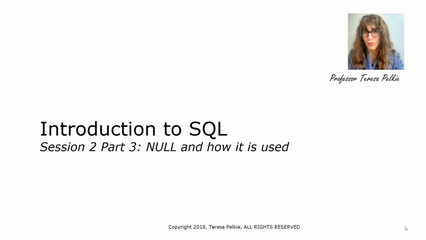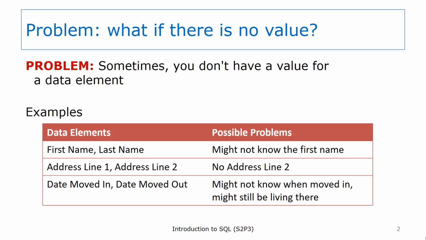This is Session 2, Part 3, NULL and How It Is Used. One of the problems that occurs when you work with data is that sometimes you won't have a value for a data element. For example, this slide shows some data elements that might be included in a table of persons and addresses. The idea is that the table contains a person's first and last names, their addresses, and the date they moved into that address and the date they moved out.